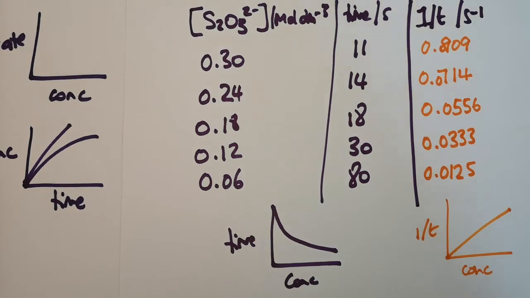1 over t is proportional to rate. These are not the values of the rate. You can calculate the value of the rate if you want, I'm not going to go into that now, but they are proportional to the rate. So the result would be the same.